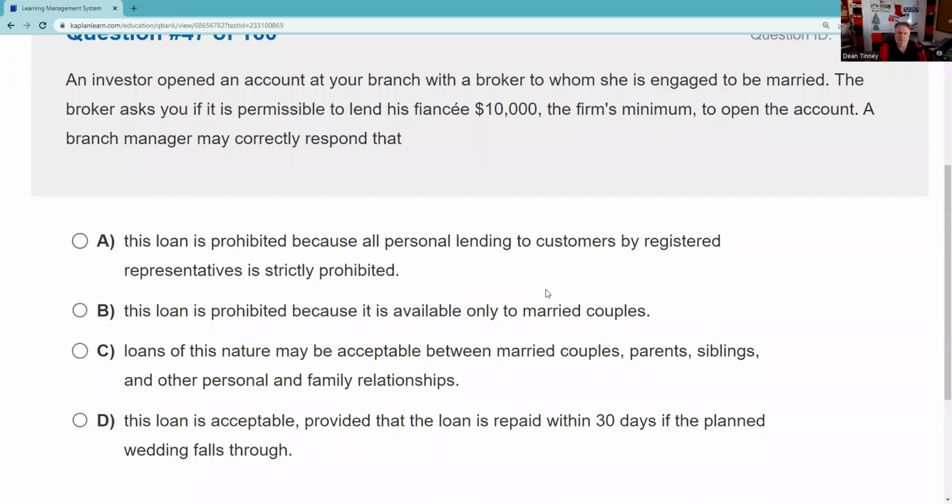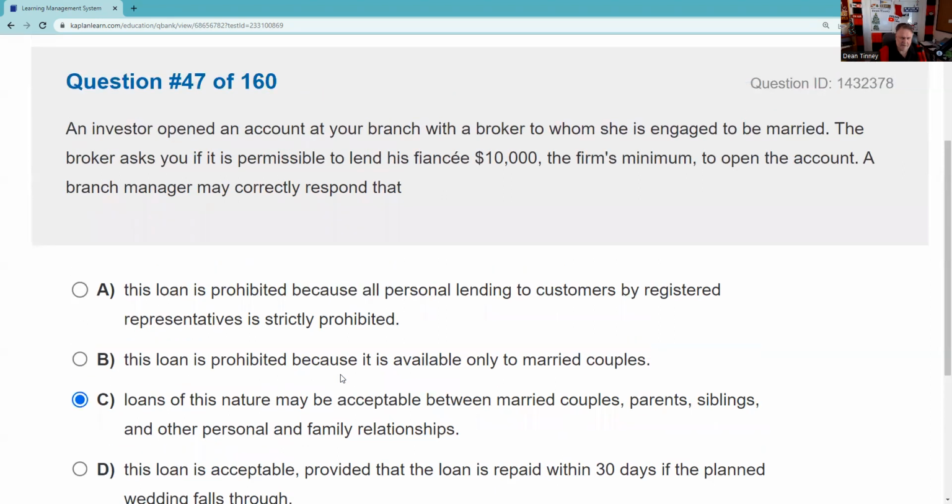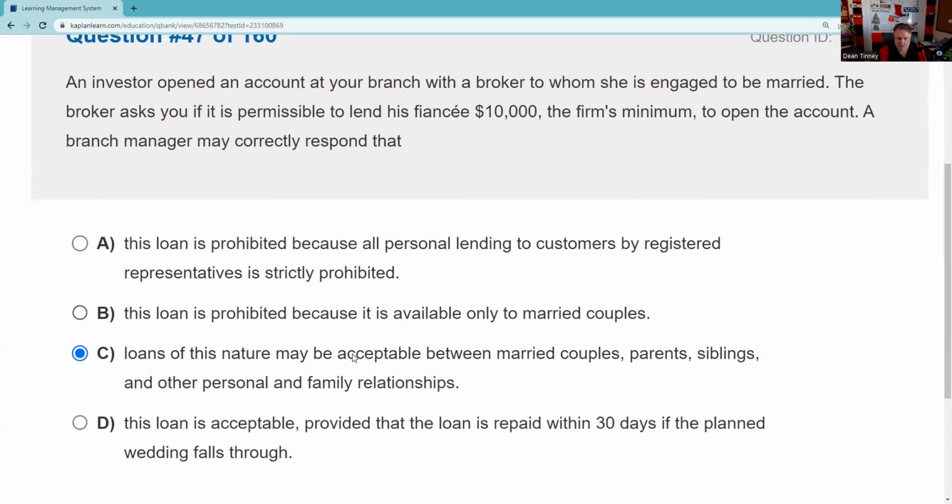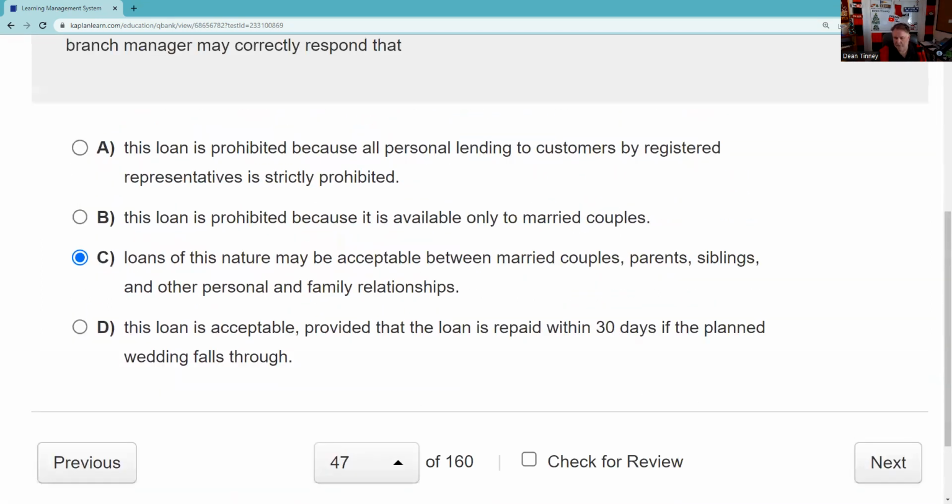Question 47. An investor opened an account at your branch with a broker to whom she's engaged to be married. Big difference between being engaged and being married in terms of the regulatory framework. The broker asks you if it's permissible to lend his fiance $10,000, the firm's minimum to open an account. A branch manager may correctly respond, this loan is prohibited because all personal lending to customers by registered reps is strictly prohibited. This loan is prohibited because it's only available to married couples. That's not true. Loans of this nature may be acceptable between married couples, parents, siblings, and personal family relationships. So that's the best answer given the answer set. The Series 24 is all about judgment questions like this one. What's the best answer? 48.